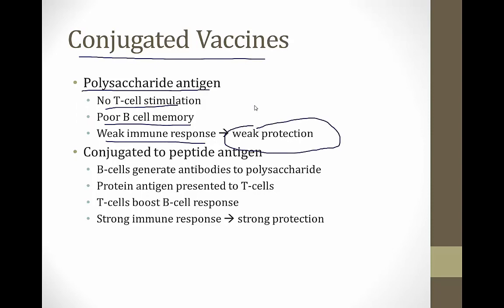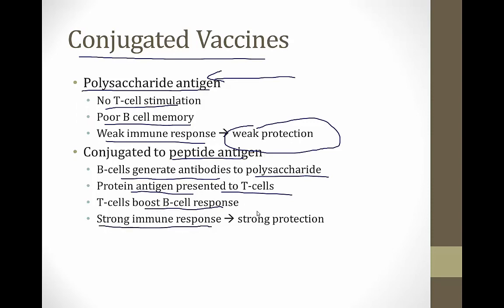However, if you conjugated the polysaccharide antigen to a peptide antigen, you could then get a much more vigorous response. The B cells would generate antibodies to the polysaccharide, the protein antigen would get presented to T cells, and the T cells would be activated and they would boost the B cell response. Thus you would get a much stronger immune response and much stronger protection. And this is the principle behind conjugated vaccines.